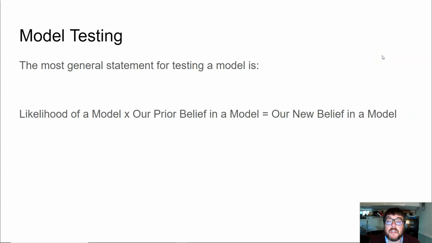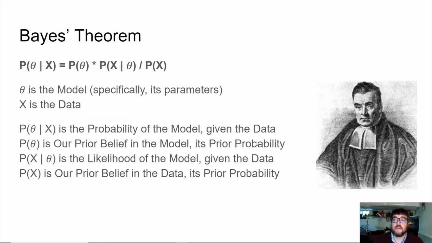At the end of the last video, what I was telling you was this idea that there's a very general statement for testing a model, and that is you take the likelihood of the model based on the data that we have observed, and you weight that by how much we believe that model is reasonable. And so you mathematically come up with that representation of how plausible you think it is. And this product of the likelihood and our prior belief is our new belief in a model. This is the Bayesian framework for model testing. And so that comes from Bayes' theorem.